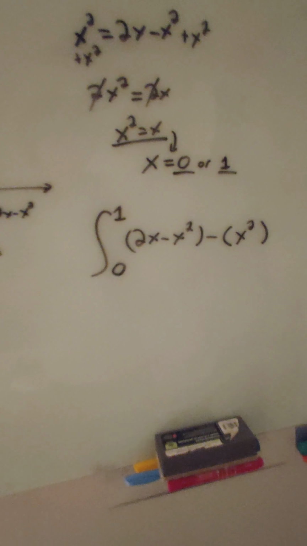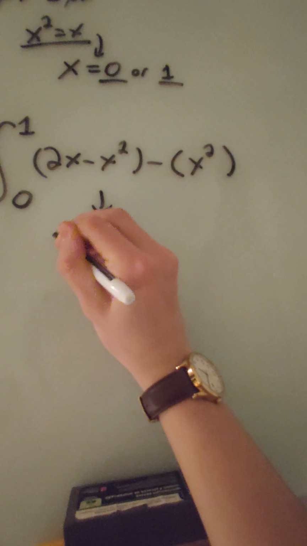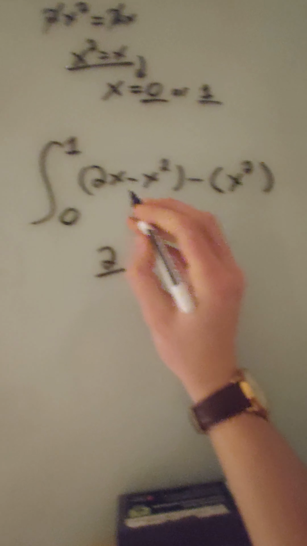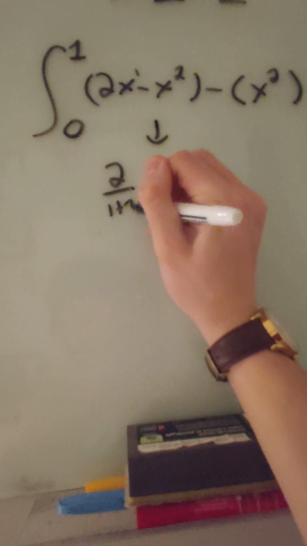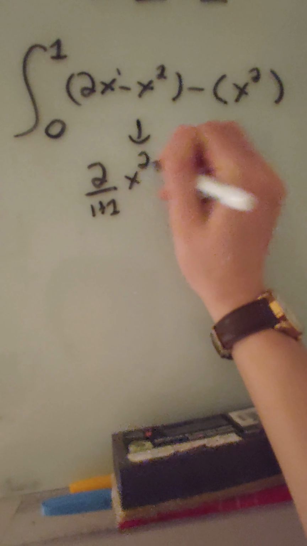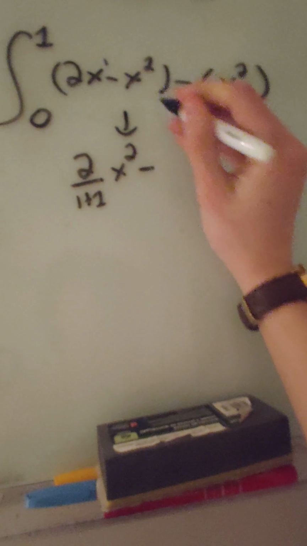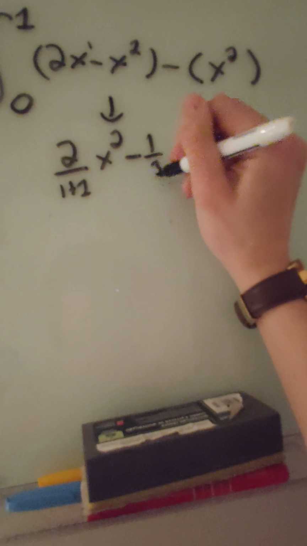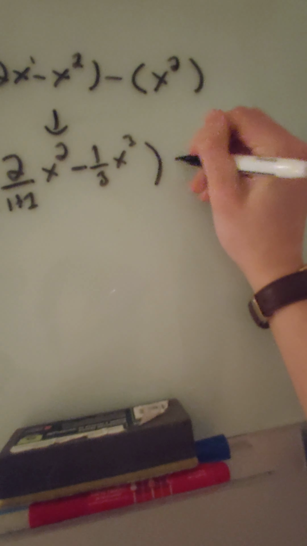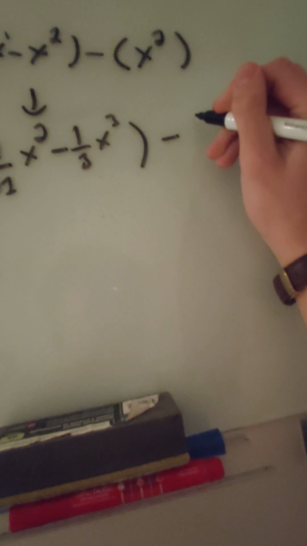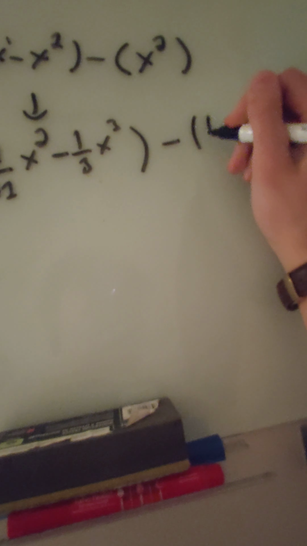Now, to integrate this, we can do each side separately, where we can do this one first. So the integral of 2x is 2 over 1 plus 1, x squared, minus 1 over 3 x cubed, minus 1 over 3 x cubed.